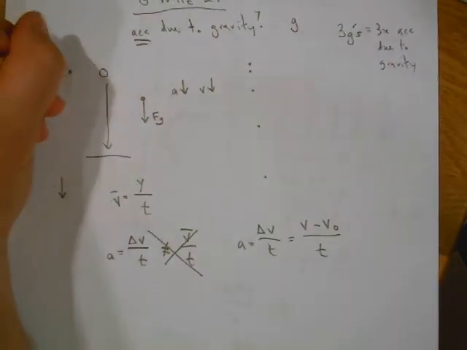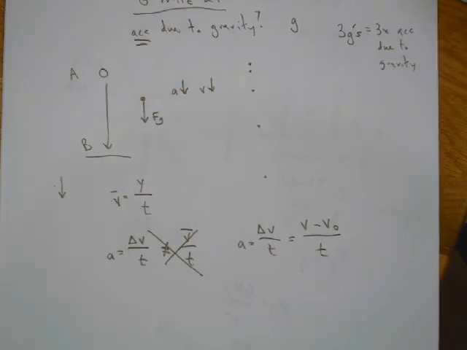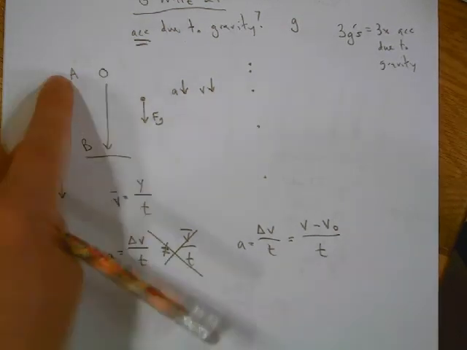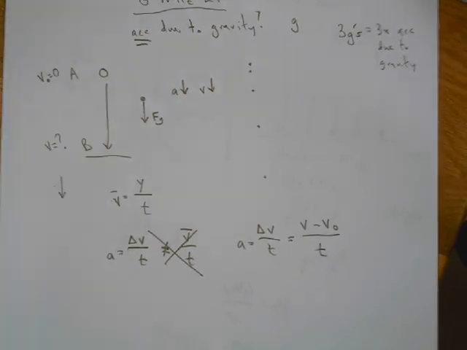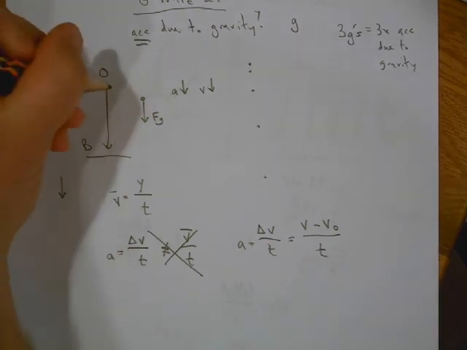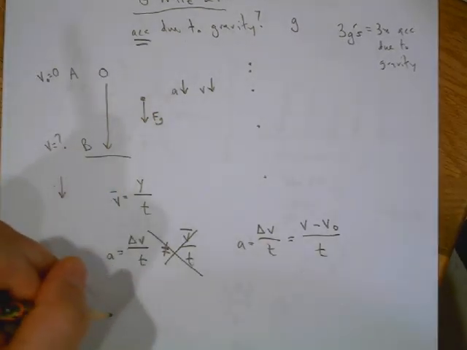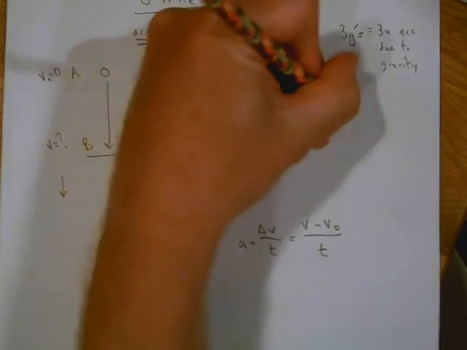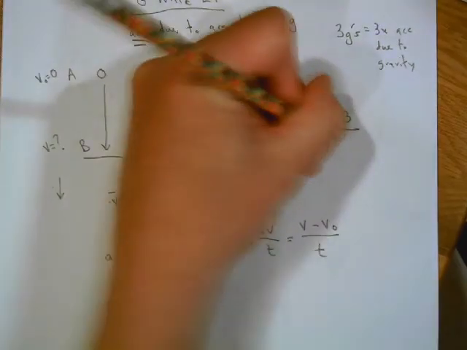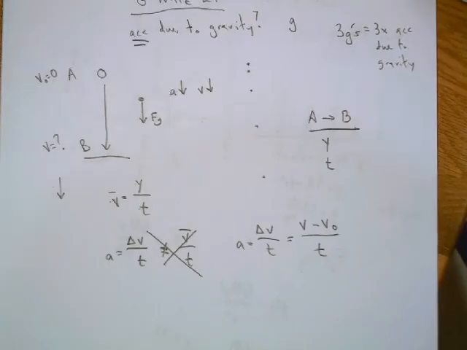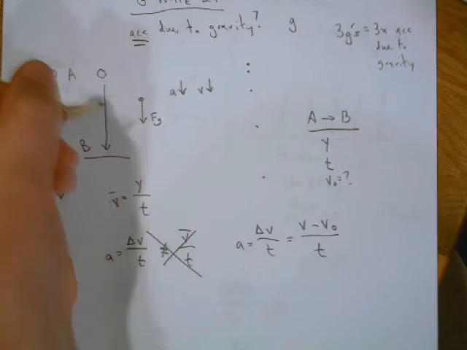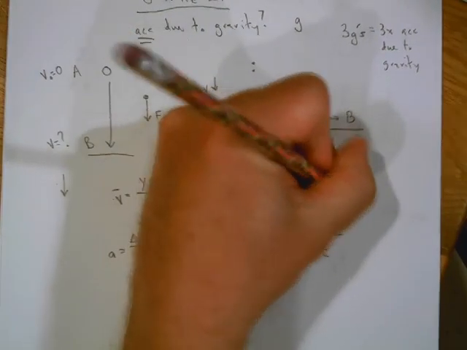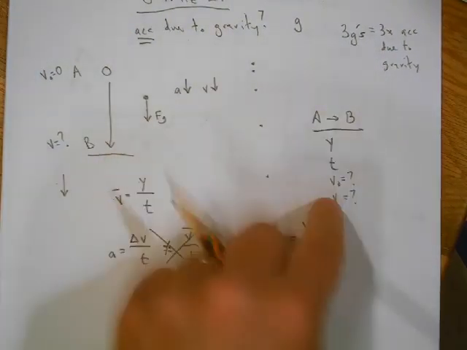If you go back to your handy dandy picture, let's label some points. Here's the point I dropped it, and there's the point right before it hits the ground. What do I know right here? I know it's 0. This one I don't know, so I'm going to have to find that. Going from A to B, what stuff do I know? I know my y. You measured your time using the app. I know my initial velocity. I can find my final velocity.